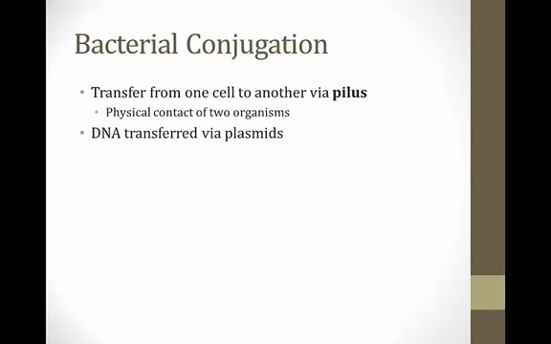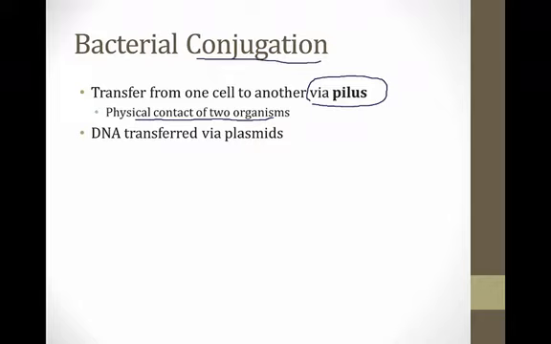The next method by which bacteria transfer genetic information is called conjugation, and this is where one bacterial cell directly transfers genetic information to another cell using an appendage called a pilus. Now you may know that some bacteria like E. coli have pili that they use to attach to surfaces. These are a different kind of pili called sex pili, and two bacteria can attach via a sex pilus and exchange genetic information. So there has to be physical contact of the two organisms.